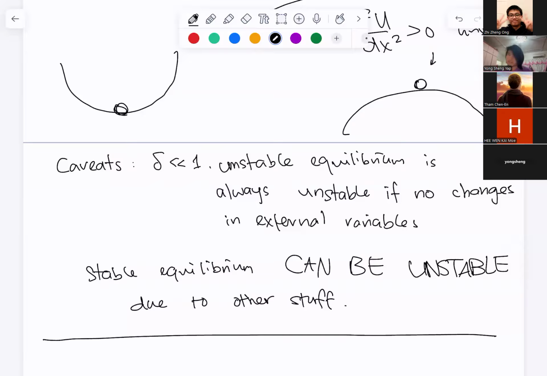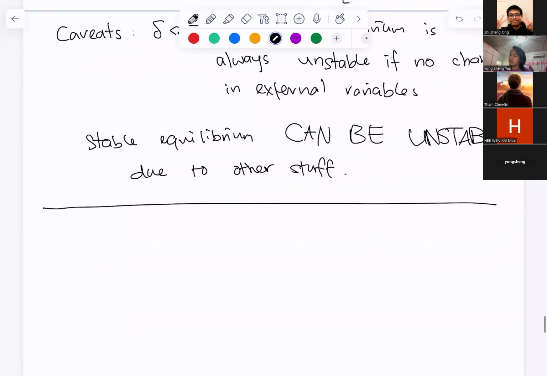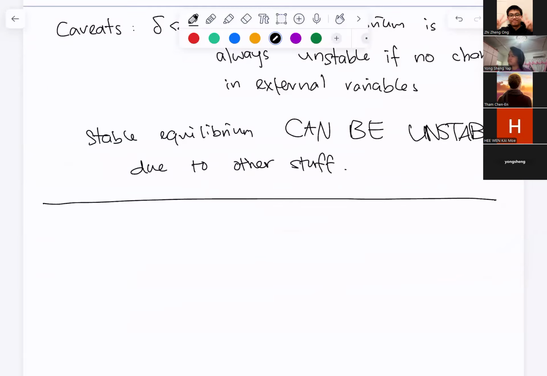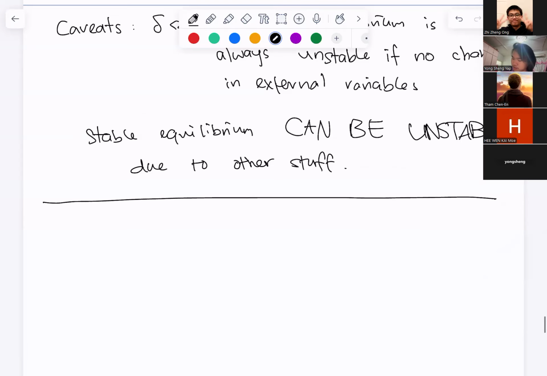So what we have been doing is only linear perturbation theory. Okay. So everything on stable and unstable equilibrium is only done within linear perturbation theory. Okay. So if there's no question, I'm going to go to part two. So that was part one.